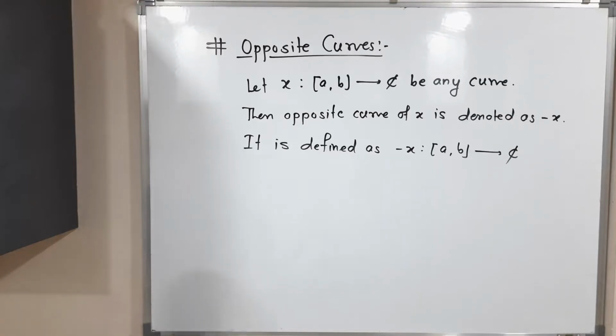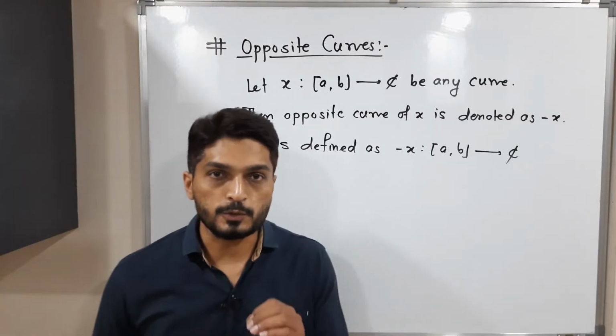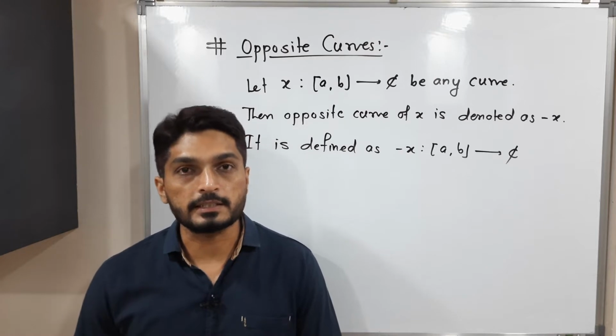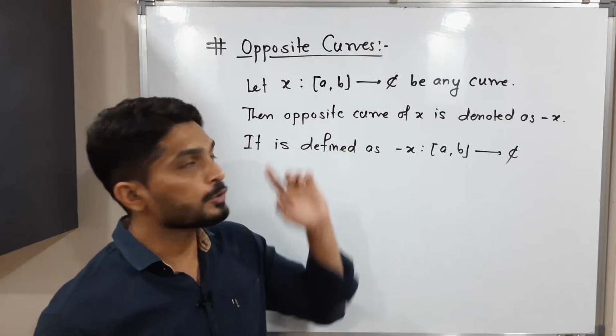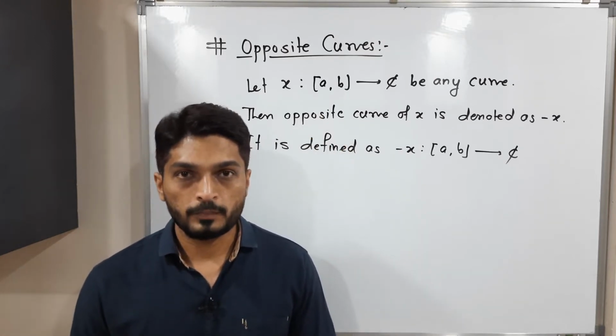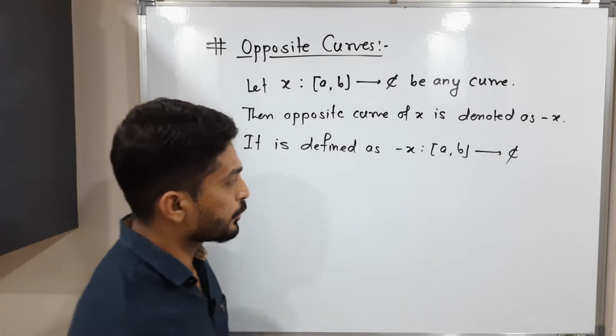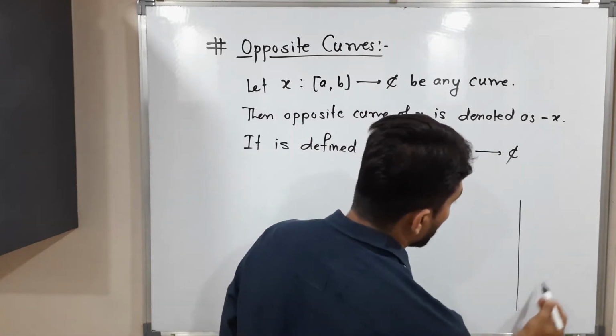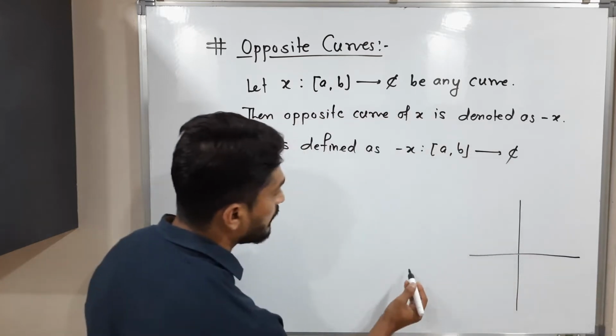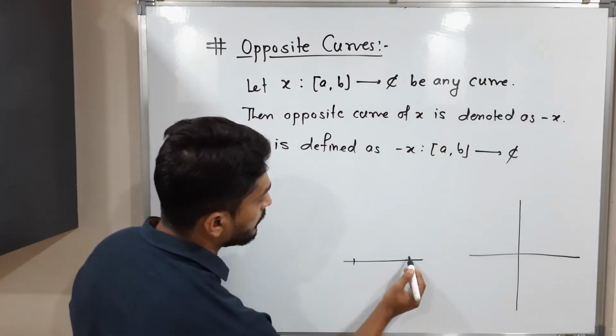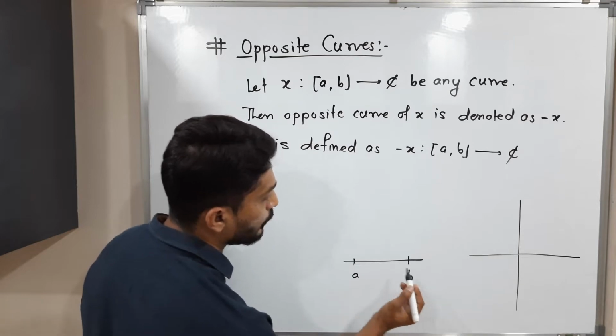Hi everyone. In this video, we are going to discuss one result, but before that, we will discuss a definition of opposite curve and then we will go further. So here we consider any curve in a complex plane. Okay, so let me show it here. So this is our complex plane, right? We have a curve. We define that curve in the form of a function which is defined on closed interval [a, b].